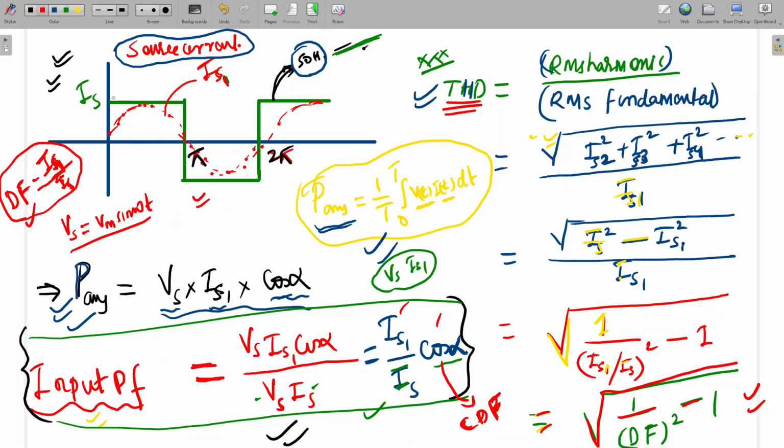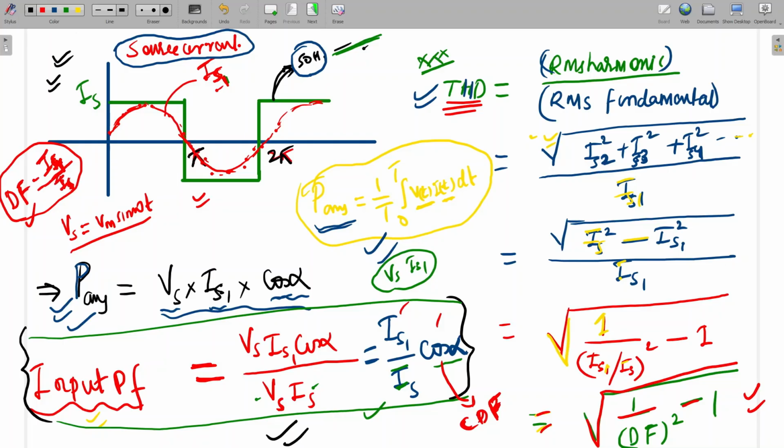Like I will do the Fourier analysis of this waveform. So we will get some frequency components. Let's say this is pi, this is 2 pi. So the fundamental 50 hertz component will be this. RMS of the 50 hertz component will be the IS1 RMS. And IS is the total RMS.